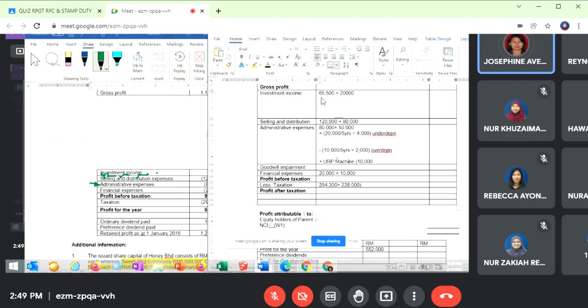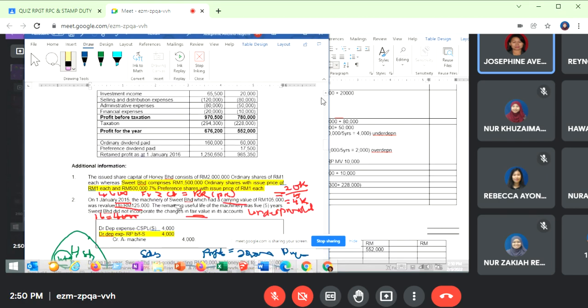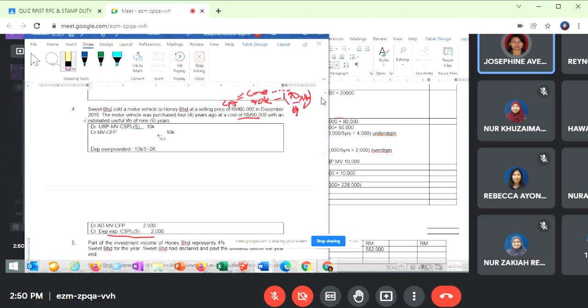All right, so we plus back the unrealized profit on the sale of the motor vehicle, not on the sale of the machine. It should be motor vehicle. Okay, so there is a mistake in the answer. So you should plus back. The question has a small mistake. Right, so that is the adjustment for these two.